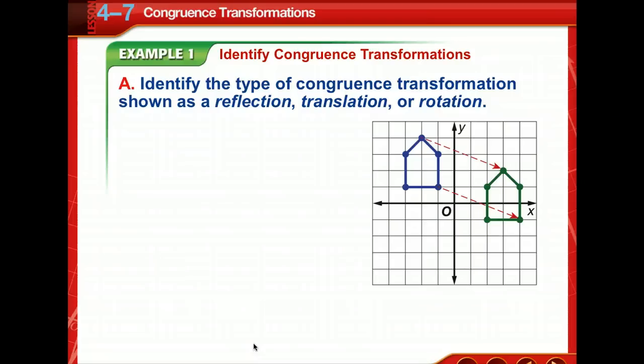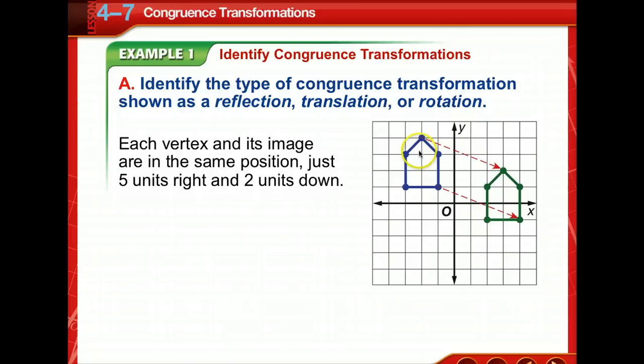Okay, example 1. Identify the type of congruence transformation shown as a reflection, a translation, or a rotation. So tell me, has it been flipped, slid, or turned? Each vertex and its image are in the same position, just 5 units down. Okay, so this one, 5 units to the right, 1, 2, 3, 4, 5, and 2 units down, 1, 2. So this is a translation. This is the pre-image, and it was slid over to this image.